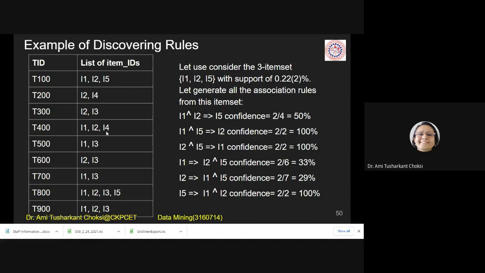So 2. Then not available, not available, not available here. Yes, available in the last transaction also it is available. So we can say 4 times I1, I2 is found together in this data set. Fine. Sequence doesn't matter, as you already know. If it is given as I1, I5, I2, it doesn't matter to us. We only need I1, I2 should be there. Fine. So they are available 4 times.